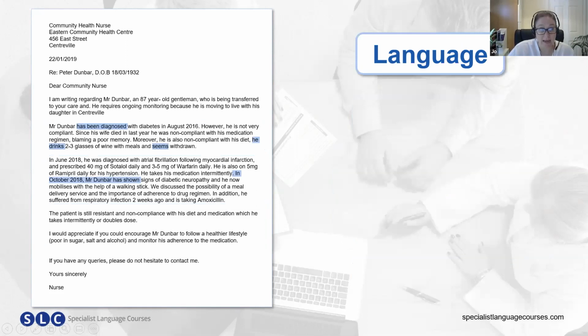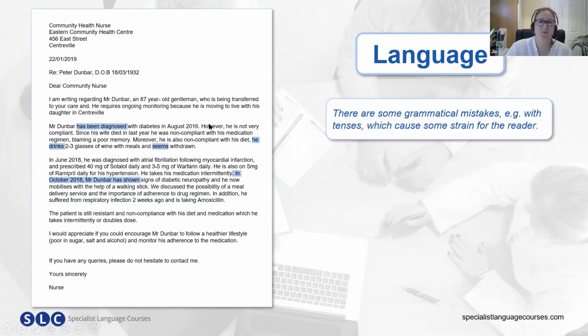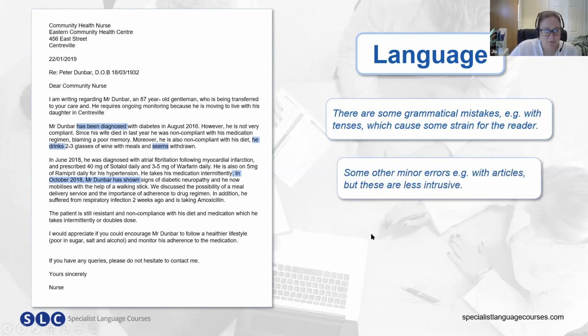And then we've got language. So there are some errors which do cause a little bit of strain for the reader, mainly with tenses here. They do affect the understanding. You know, the reader has to read them again and try and work out, is that now, is that in the past? So I think that could be improved. I would recommend reviewing tenses to the student. There are a few other minor errors, but they're less intrusive, so not too much to worry about, but perhaps some attention to those would be a good idea as well.